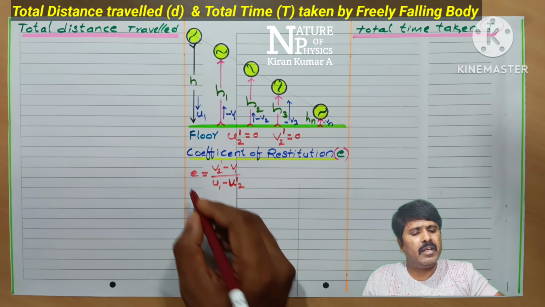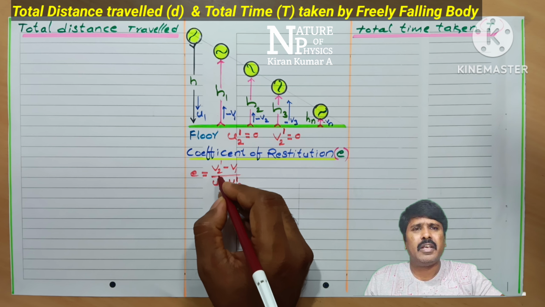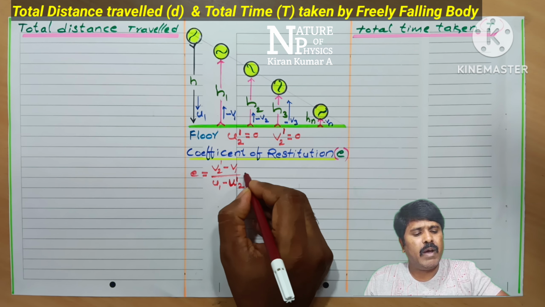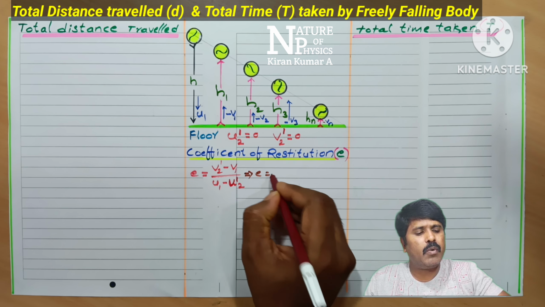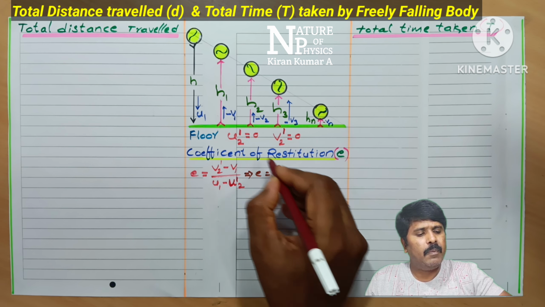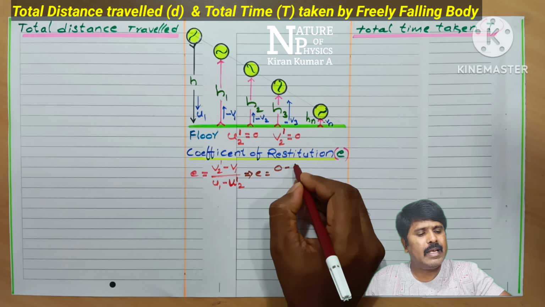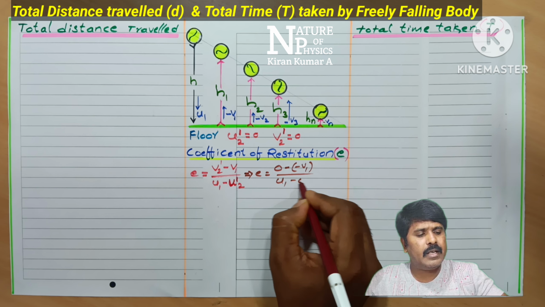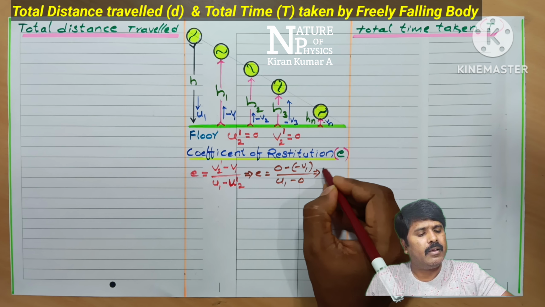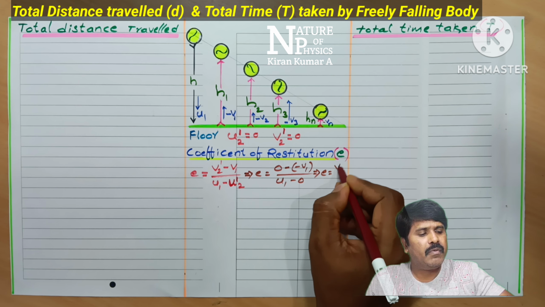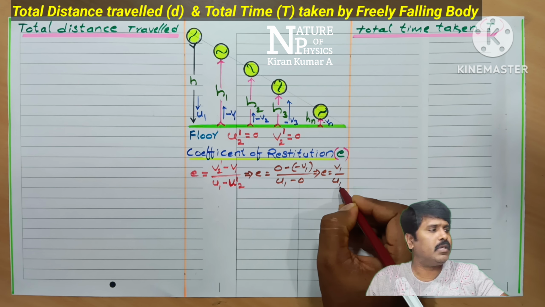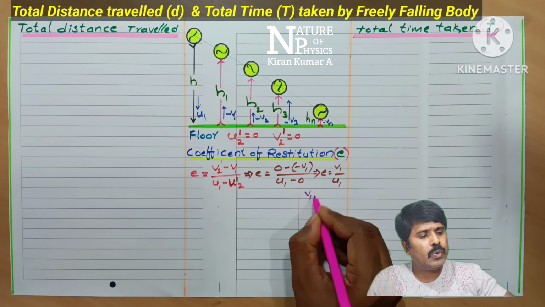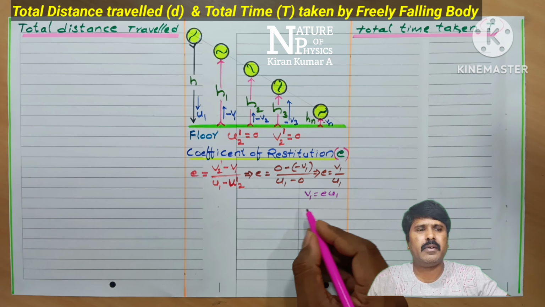Now I am going to find E, the coefficient of restitution, which is v2 dash minus v1 dash divided by u1 minus u2 dash. Replacing the values, E is equal to 0 minus of minus v1 divided by u1 minus 0. So now I get E equal to v1 divided by u1. In the continuation step, v1 is equal to E into u1.